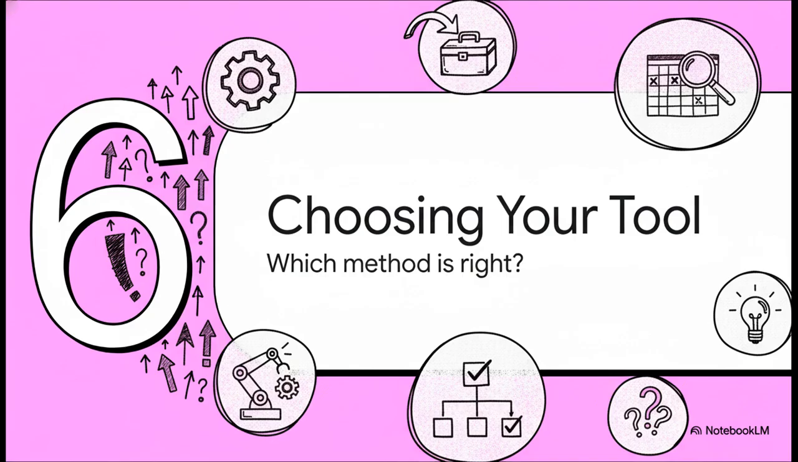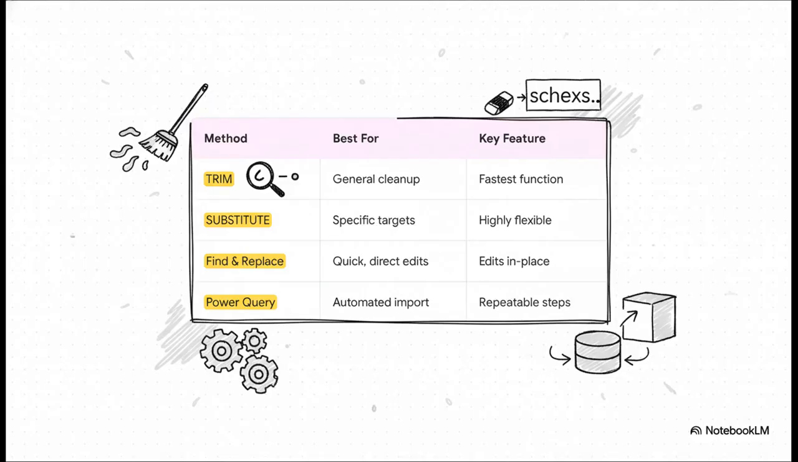So we've just covered 4 fantastic ways to deal with spaces. We've got a simple function, a flexible function, a direct editing tool, and an automation powerhouse. So which one should you actually use? How do you choose? Well, let's break it down with this little cheat sheet.